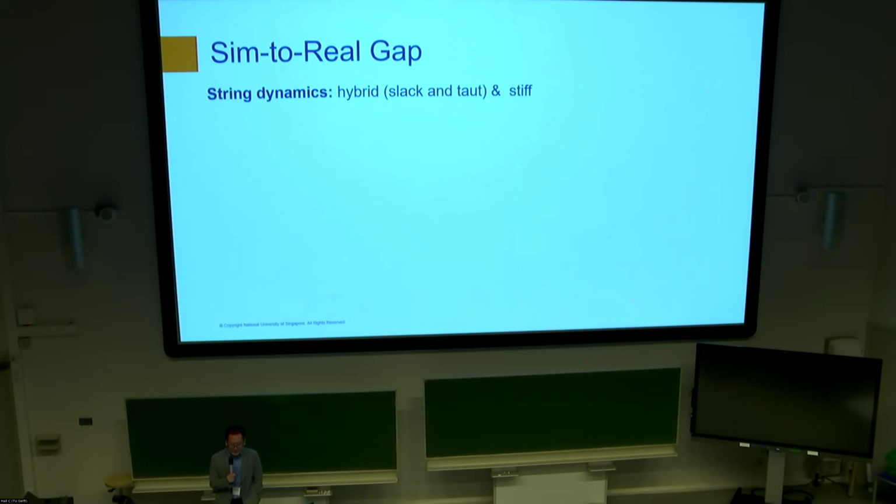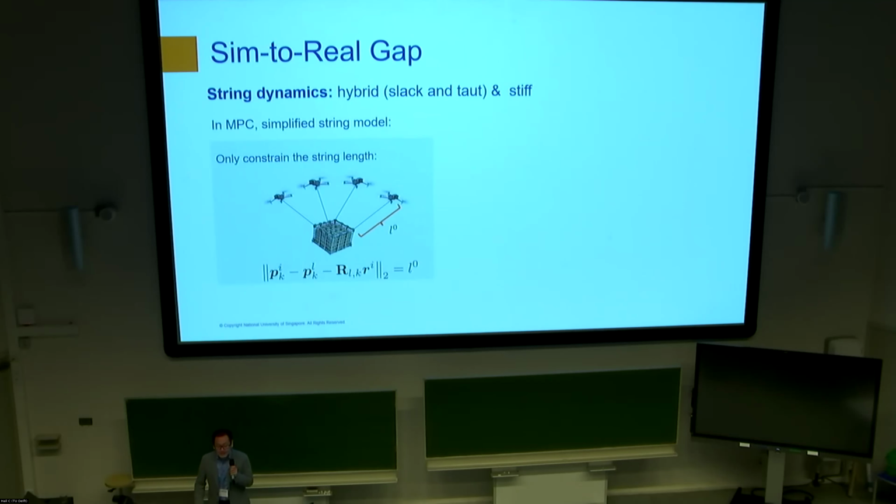Here basically is the string dynamics. It's a hybrid because you have the slack and taut two states. And once it's taut, you also have the stiffness, which is difficult to simulate in the simulator, which easily causes numerical problems as well. So in MPC, people typically consider a very simplified model, and they only constrain the string length. Because if you have a hybrid model in the MPC, then you couldn't meet the real-time efficiency. It will take a lot of time to compute the MPC.